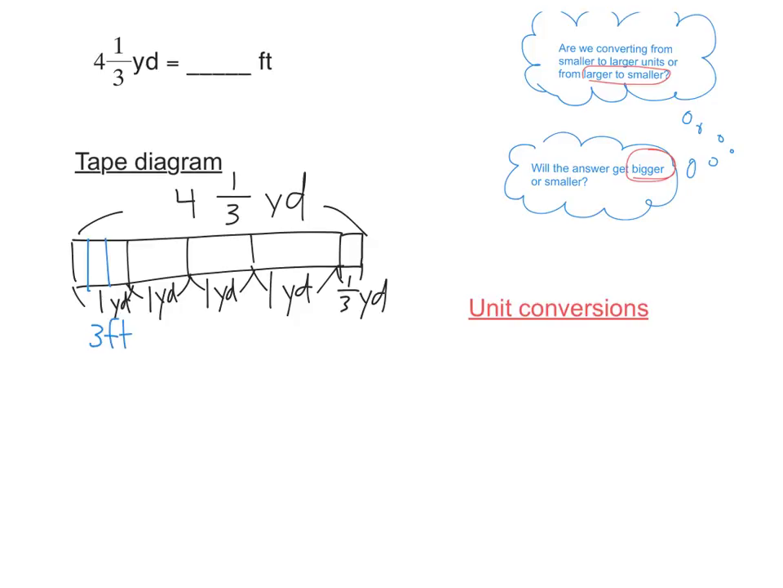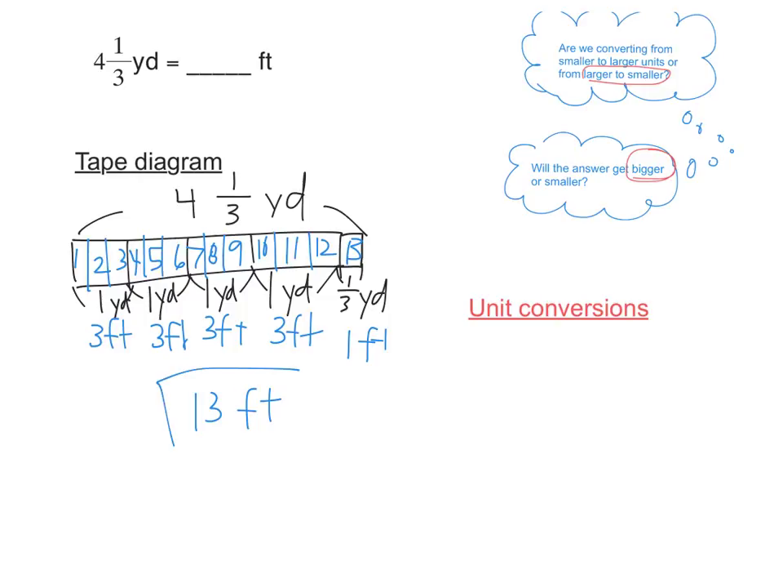What about this yard here? How many feet can I draw in there? 3. I can split each yard up into 3 feet, can't I? What about this 1/3 of a yard? How many feet is that? 1 foot. So now can we count up all the feet? Let's see, I have 1, 2, 3, 4, 5, 6, 7, 8, 9, 10, 11, 12, 13 feet. So therefore, this tape diagram shows that 4 1/3 yards is the same as 13 feet.